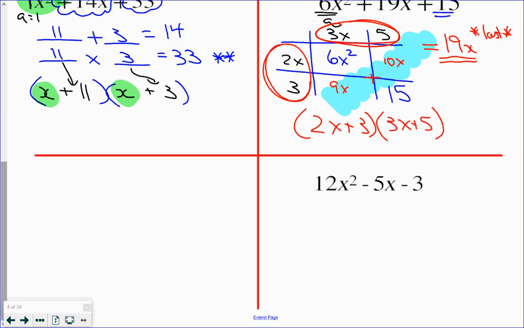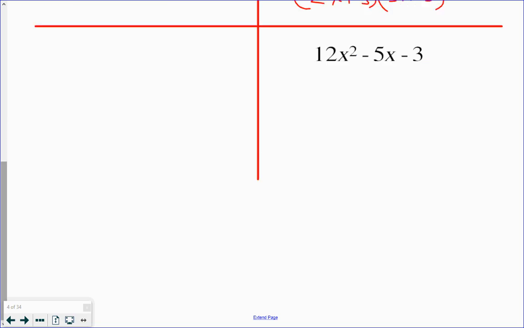Okay. So another one here. Again, a does not equal 1.